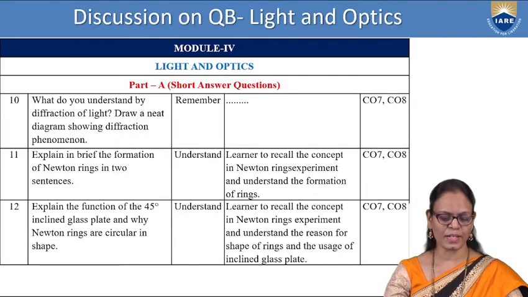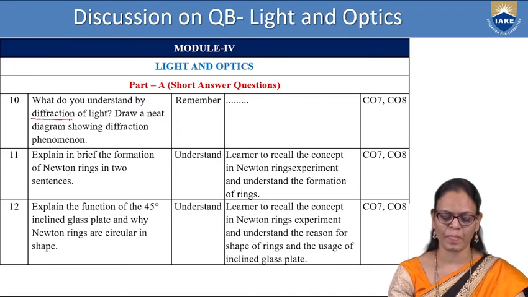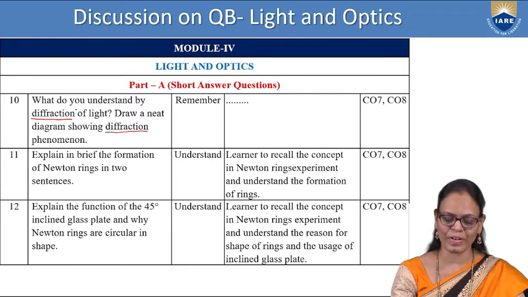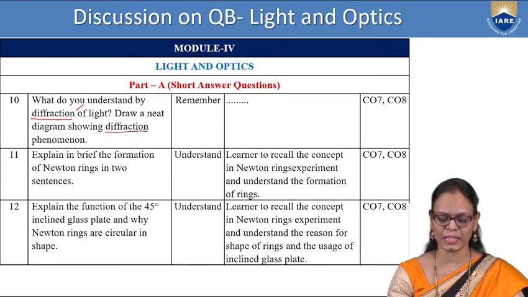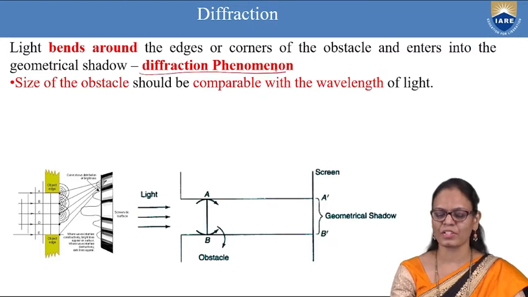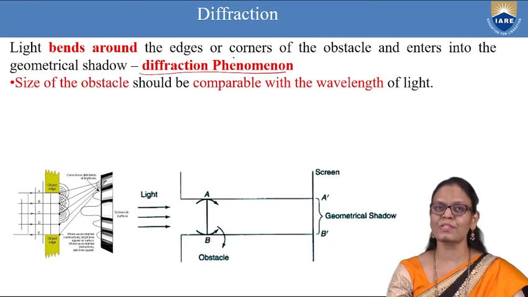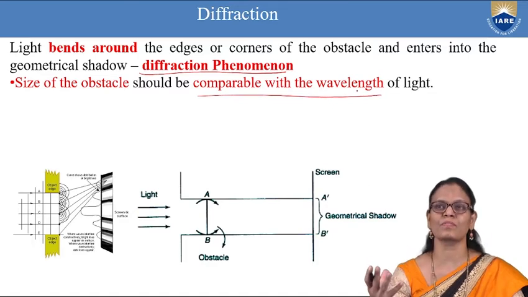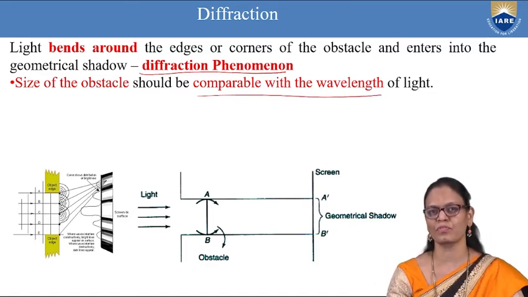Next, what do you understand by diffraction of light? And then draw a neat diagram showing diffraction phenomena. So first we will understand what is diffraction and then we'll see the diagram. So what is diffraction? Light bends around the corners of the obstacles and enters into the geometrical shadow. So this is called as diffraction phenomena. And for this to occur, the size of the obstacle should be comparable to the wavelength of light. So if the size of the obstacle is big, you cannot see the diffraction phenomena.